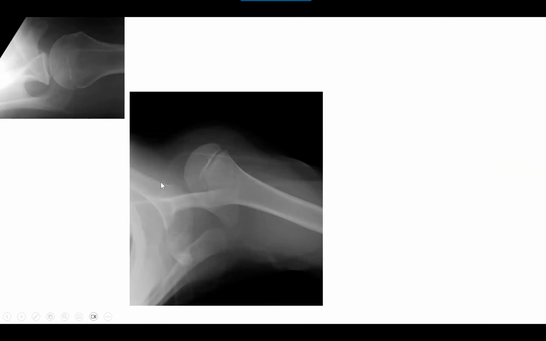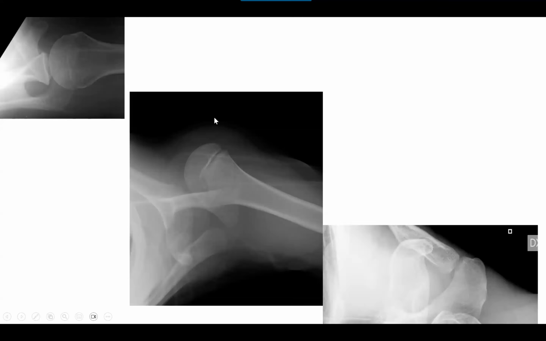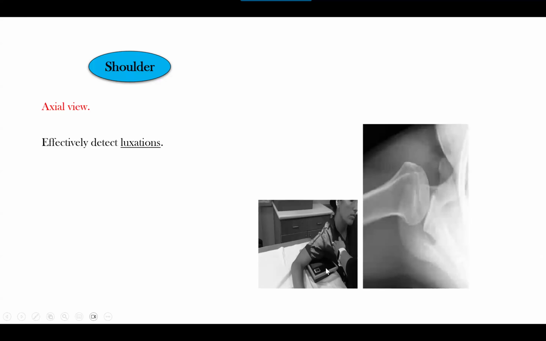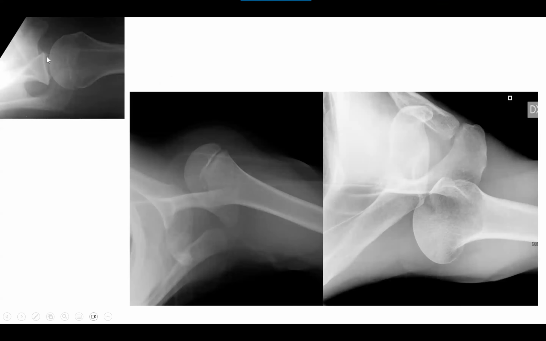Additional view, no problem: the axial view. How do we image the axial view? I will put the radiograph or the film inferior, and the direction of the beam vertical, from superior to inferior or vice versa. Normally we see the anterior structure, which is the coracoid process, and the posterior structure, the acromion process. In the middle is the glenoid fossa, and normally the humeral head is superimposed over the glenoid fossa.